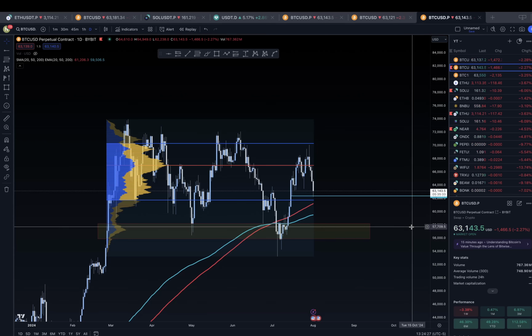Today we're going to be going over this dump that happened on Bitcoin over the last couple days. We're going to be talking about some levels that I'm looking at for potential bounce points, maybe some potential trades, and even a little bit about some macro cycle things. I've gotten a lot of questions about where I think we could be going over the next couple months, and I'd like to go over that with you guys too.